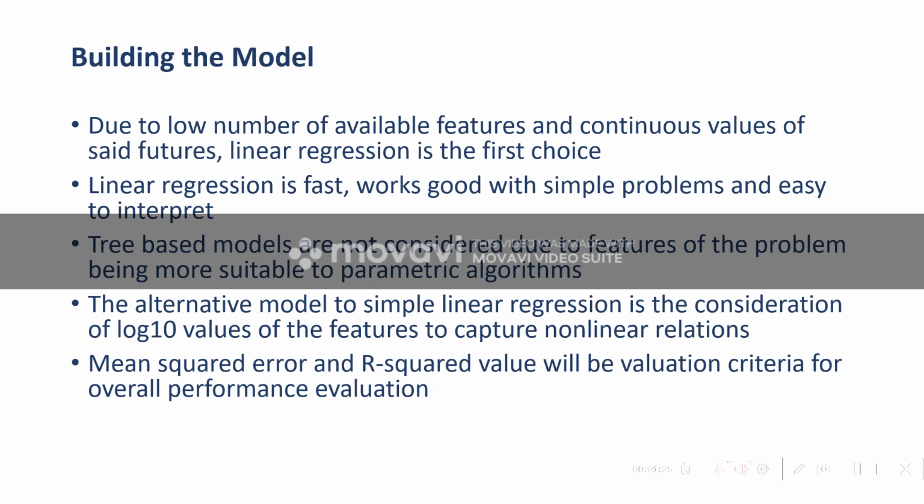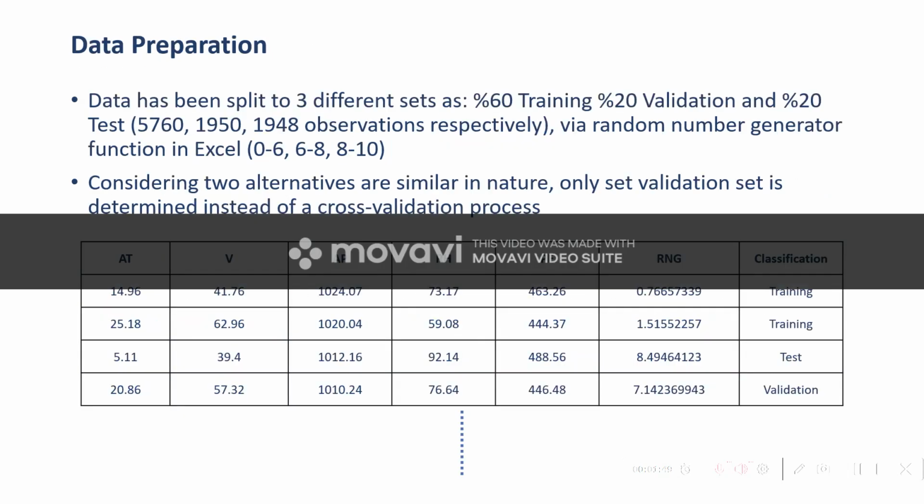Alternatively, I will try to find out which features are in relations with outputs in terms of non-linear one. So I will try to find out the logarithmic values of set inputs will be significant or not. This is my alternative algorithm here, alternative model here, not a different algorithm. Also, I will use R squared value as a metric to validate my different alternatives.